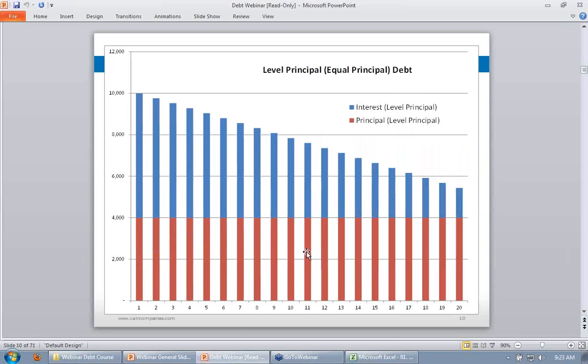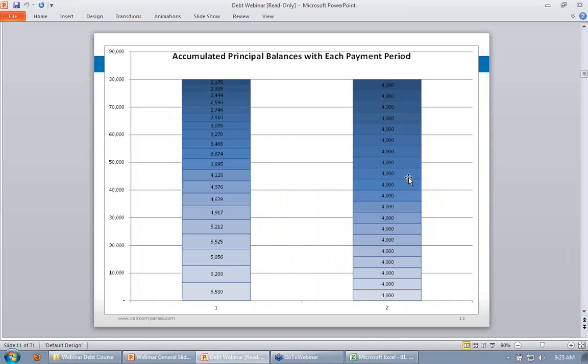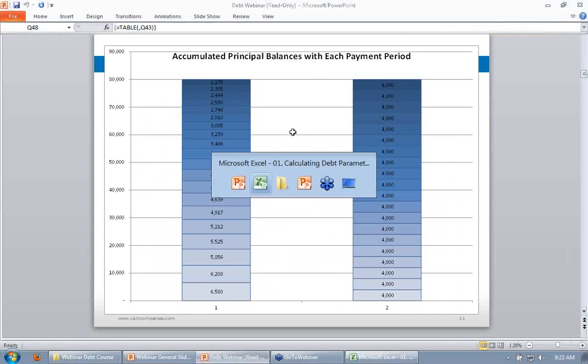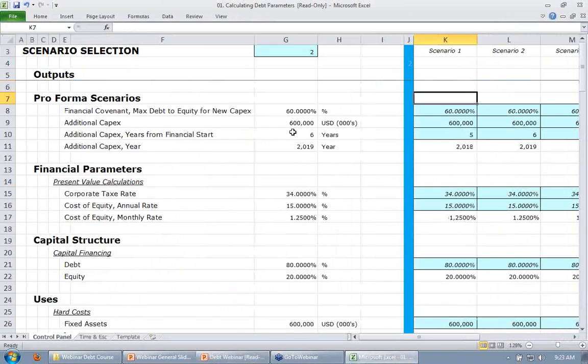This would be the level principal, whereby we're paying equal principal payments, and the interest on the outstanding debt, of course, will decline because the balance will decline. So, let's take a look at what the balances would look like. In this case, both of them have $800 million, I believe. Let me take a look what the debt was. I don't remember. Let's see.